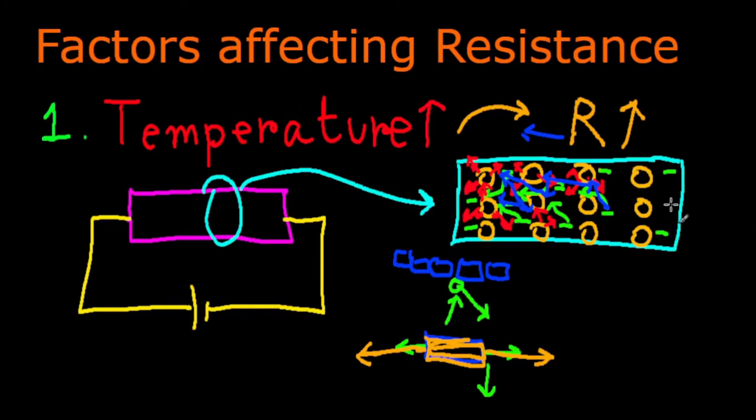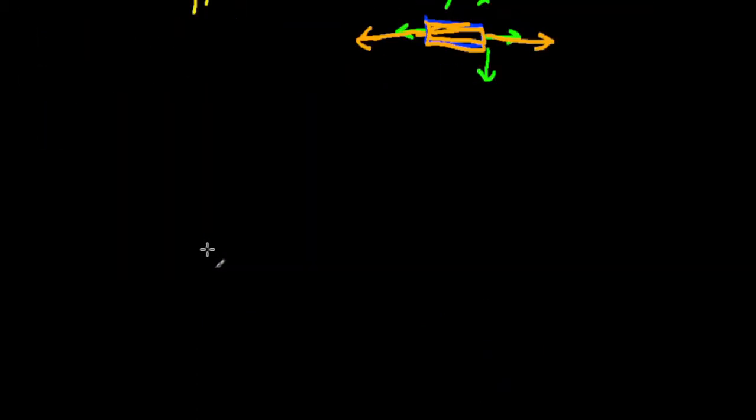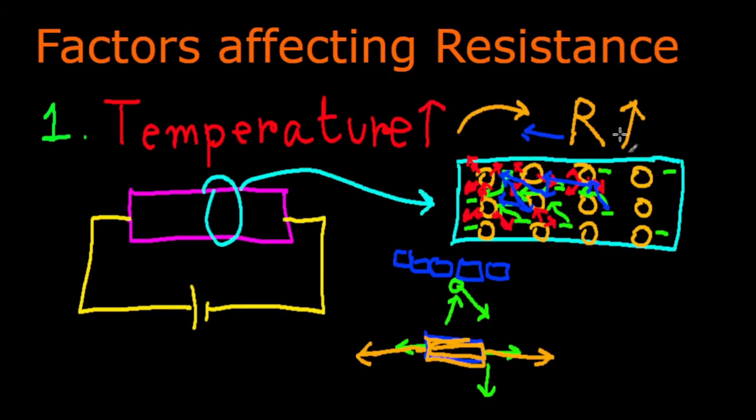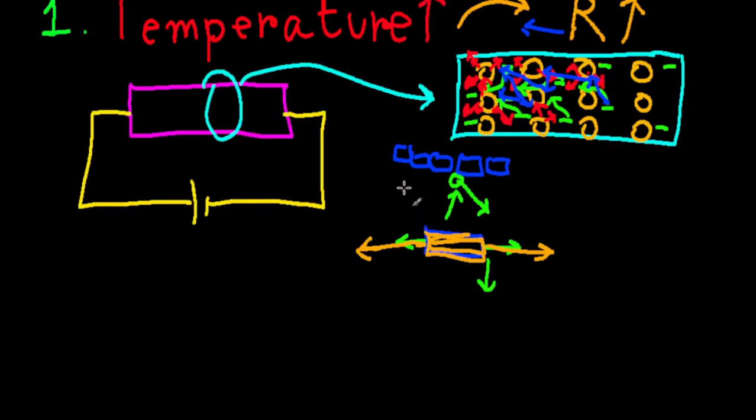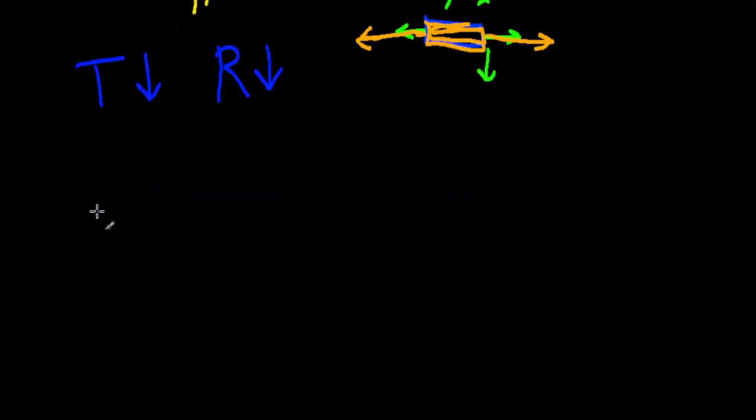Just one thing: if any of you are curious about the exact mathematical relationship between these two, you can search for temperature coefficient of resistance, but we won't get into that. For now it's enough to know that as temperature increases, the resistance increases, and vice versa too. If the temperature decreases, so does your resistance. You just use the reverse logic. All right, so that's enough for temperature.